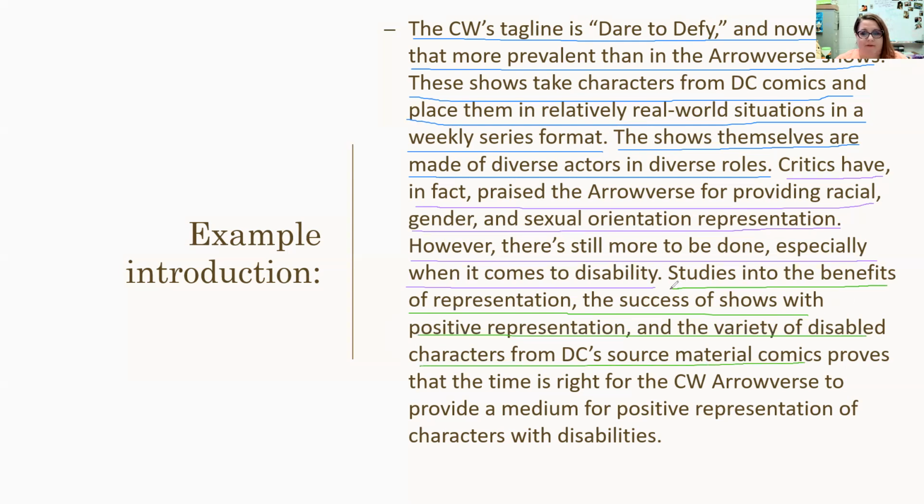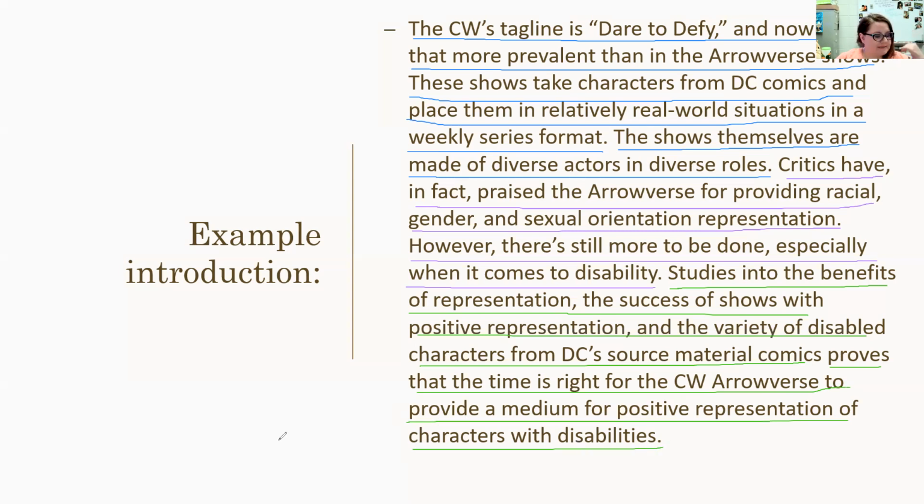So my readers should expect the first thing they'll read is studies into the benefits of representation. Then they should be able to read successive shows or media with positive representation. And then they should expect to read a variety of disabled characters from DC source material comics. Except for the opposing side, if it doesn't fit in these categories, it doesn't fit in my paper. And this is the order they'll read it. And then my position proves that the time is right for the CW Arrowverse to provide a medium for positive representation of characters with disabilities.